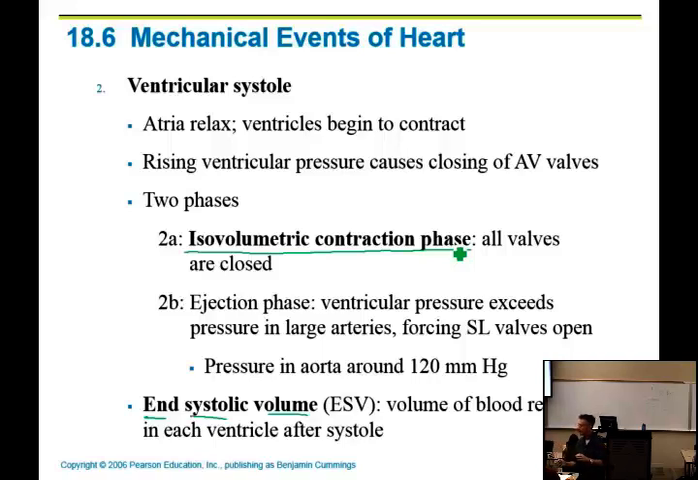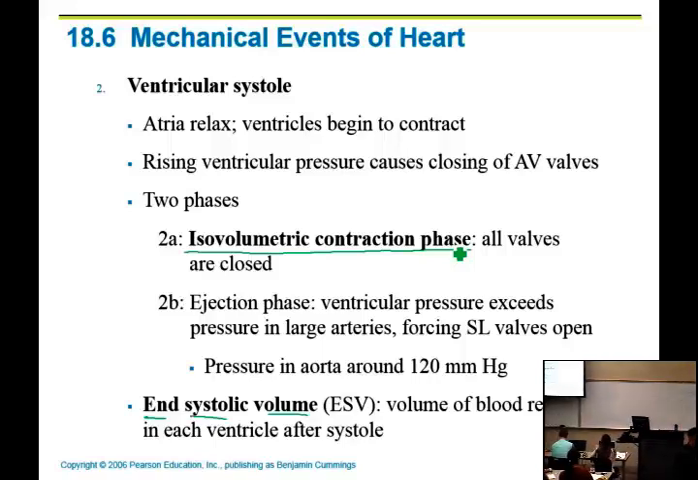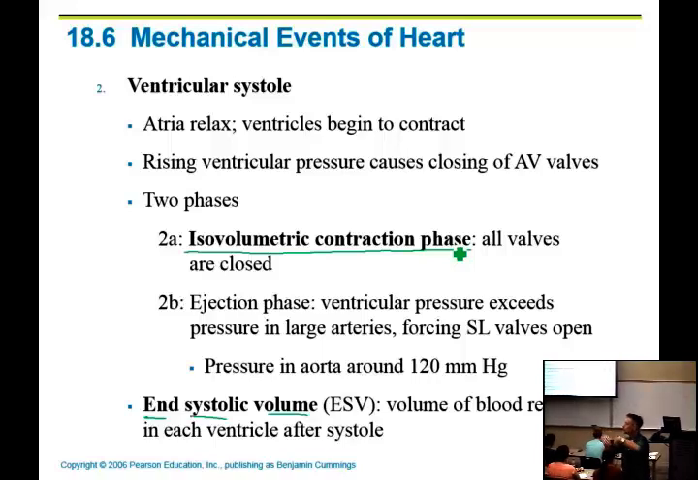So at that point, after it's closed that door and before it's opened that door, technically there's a time the ventricle's contracting, but the blood's not moving anywhere out of the ventricle yet. So it has to first shut that door, then generate enough pressure on that door to open it up.